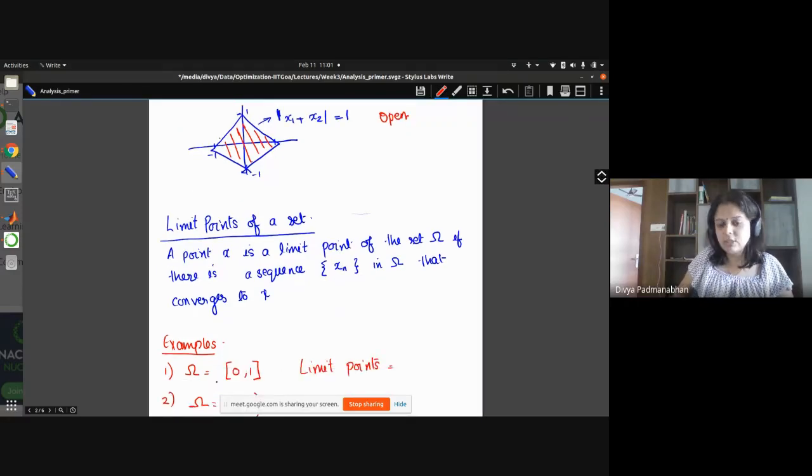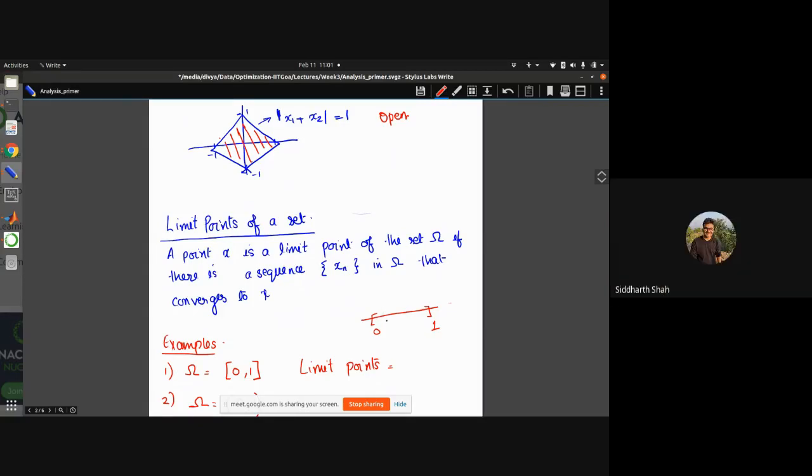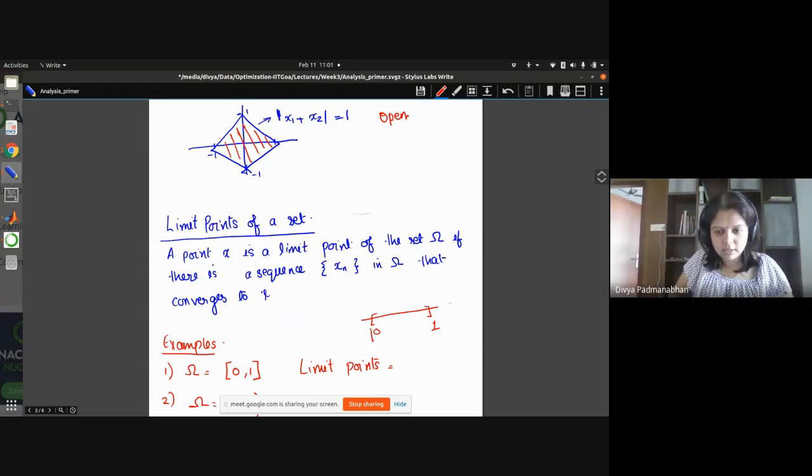Now again coming to this interval 0, 1. So again you have 0 and this is 1. This is the real line. So what are the limit points of this set? 0 and 1. Correct, 0 and 1 are limit points. Now, is there anything else? What about a point like this? Suppose you have 0.5. Is that a limit point of the set?